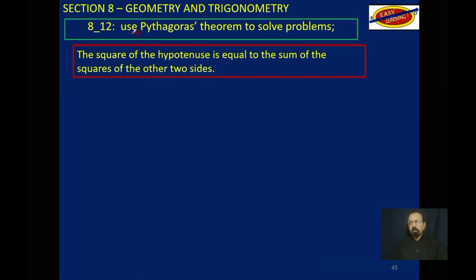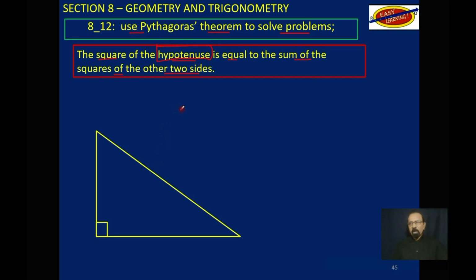So remember, we are to use Pythagoras' theorem to solve problems. And we know what is Pythagoras' theorem. The square of the hypotenuse is equal to the sum of the squares of the other two sides in a right triangle, because you would only have a hypotenuse in a right triangle. So let's look at another example. This time, we know c as 12 centimeters. We know a as 15 centimeters. We want to calculate b.